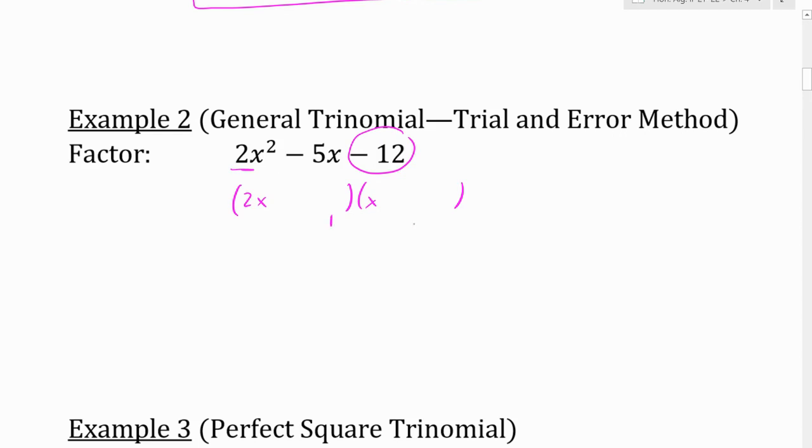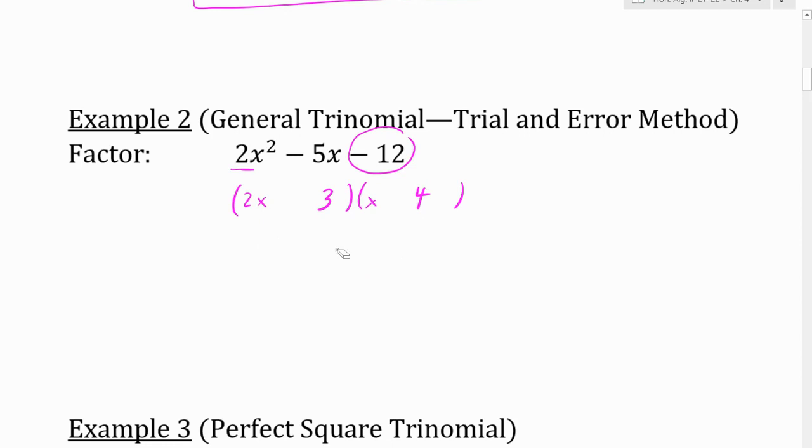1 and 12. That'd be a 24 and a 1. Yeah, I can't make a 5. What if I did 12 and 1? 2x and 12x. Nope, can't make a 5. Let's move on to 6 and 2. 4x, 6x. Nope. 2 and 6. 12x, 2x. Nope. Let's go to 3 and 4. 8x, 3. Oh, here we go.